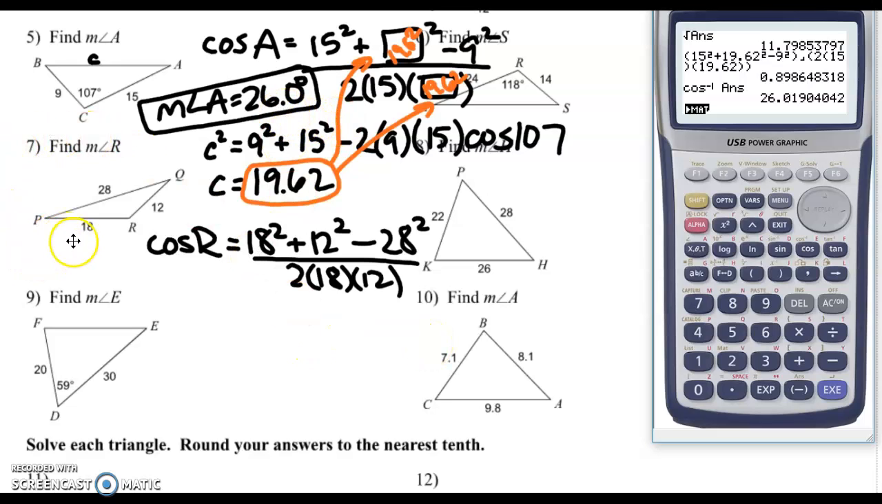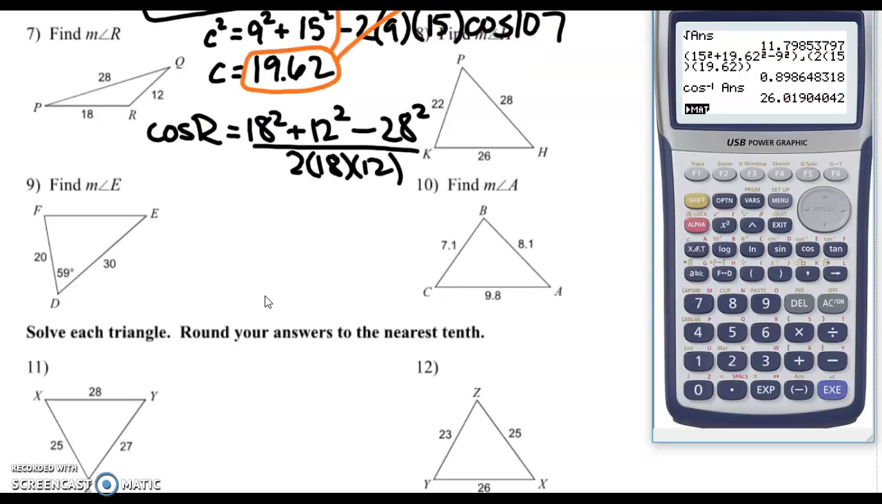Number 7 is a side-side-side triangle. So it's again the law of cosines. We're looking for an angle measurement, but since we're given all 3 sides, it's just a single step law of cosines, so we're going to plug it into our calculator the same way we did in number 5. We just don't have to do this first initial step because we're given all of our 3 sides.